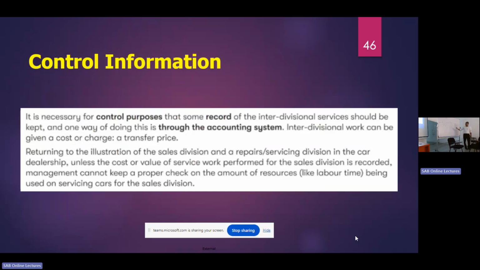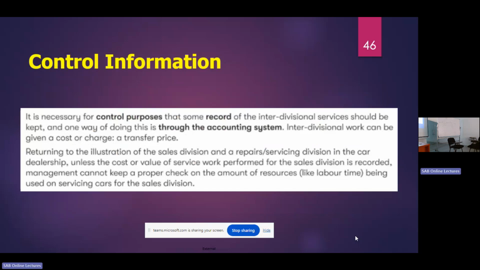Because they don't keep records, since they don't get any benefit for the vehicle service done for the sales division. So it is necessary for control purposes that some records of interdivision service should be kept, and the way of doing it is through the accounting system. Interdivisional work can be given at a cost or charge, that is the transfer price.